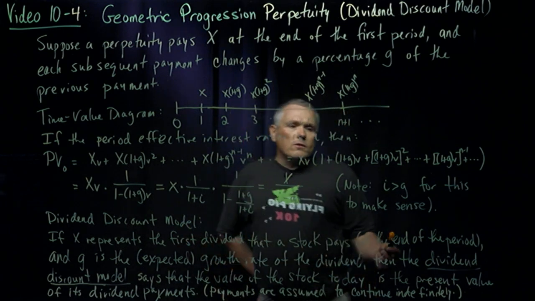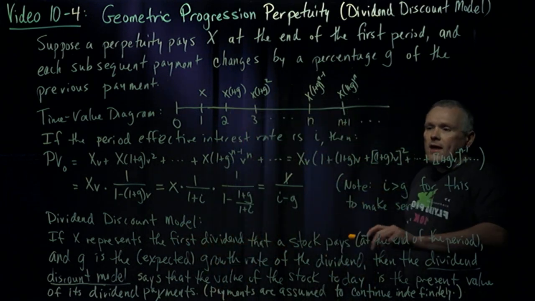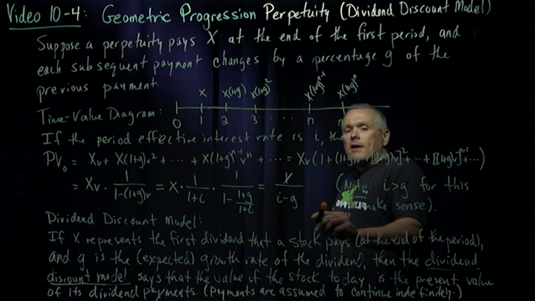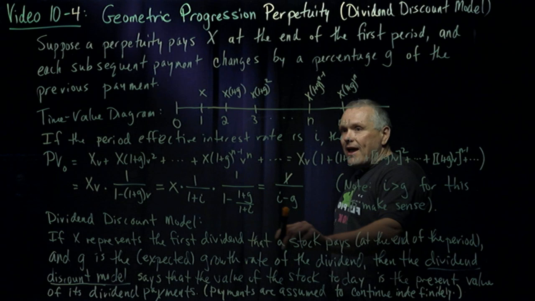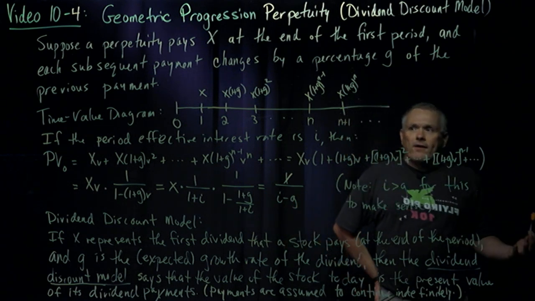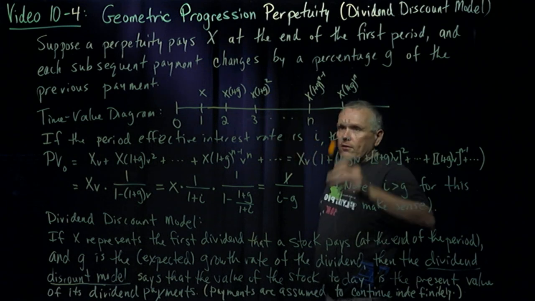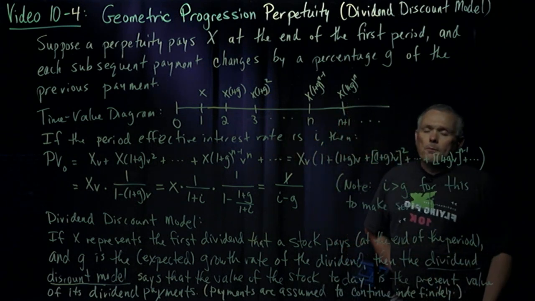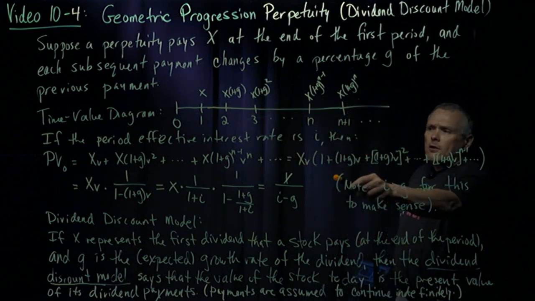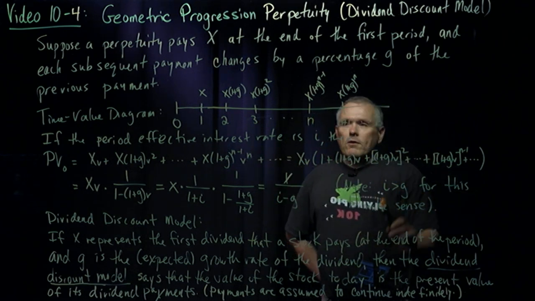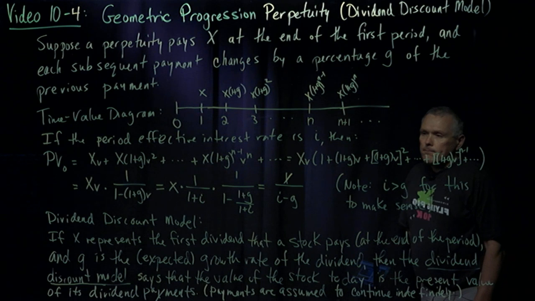One thing that you should note is that in order for this even to make sense, our growth rate needs to be less than our interest rate, because otherwise, for this formula, you would have a negative here. If you're growing faster than the interest rate, the sum, the present value, would end up going off to infinity. So in order for this formula to make sense for the present value, you need to have the interest rate greater than your growth rate.